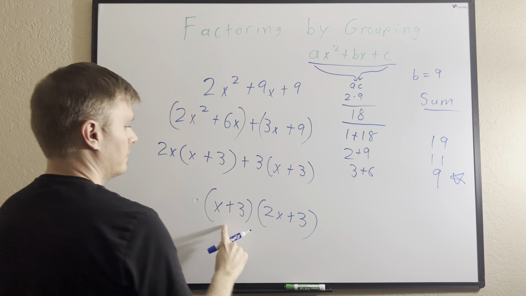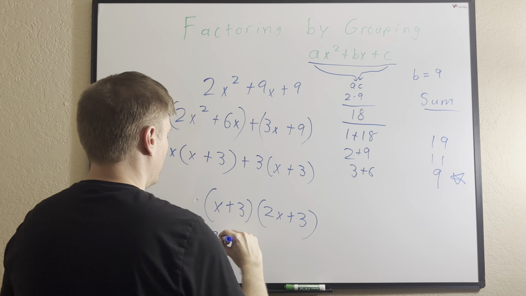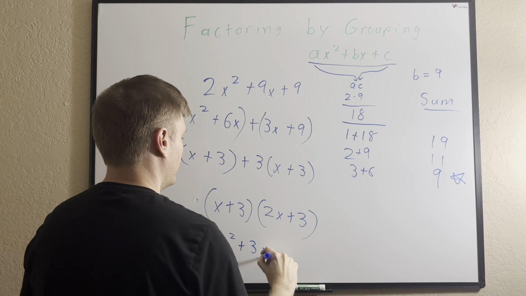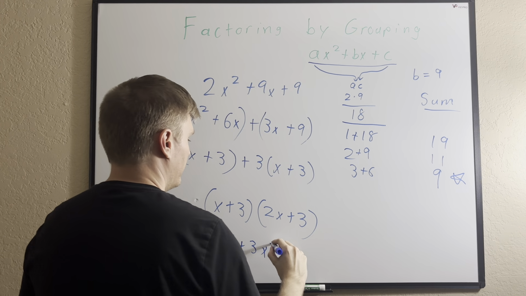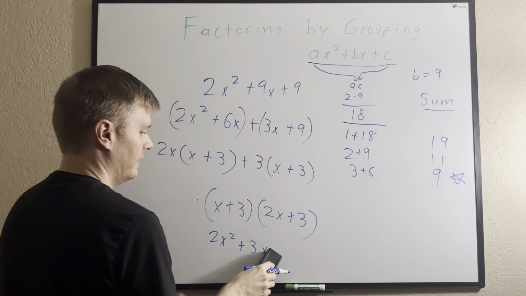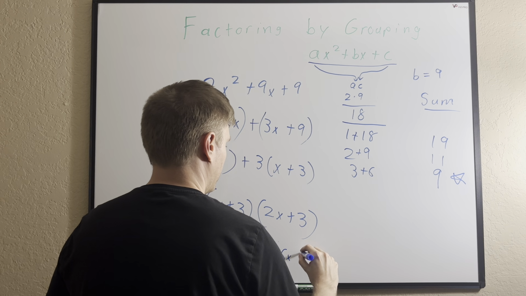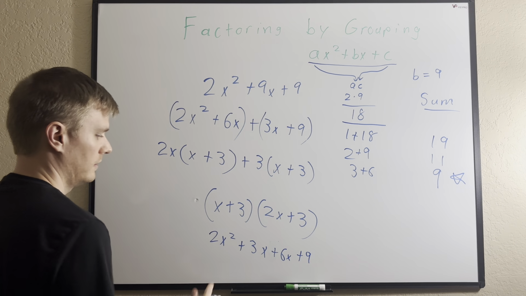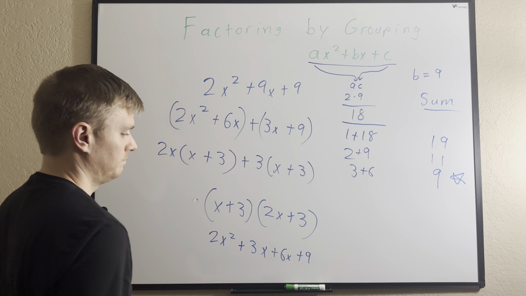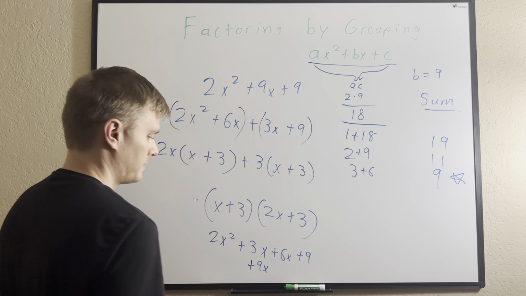Check our answer. Foil it out. X times 2x, 2x squared. X times 3 plus 3x. 3 times 2x plus 6x plus 9. 2x squared plus 9x plus 9, once we combine the like terms there.